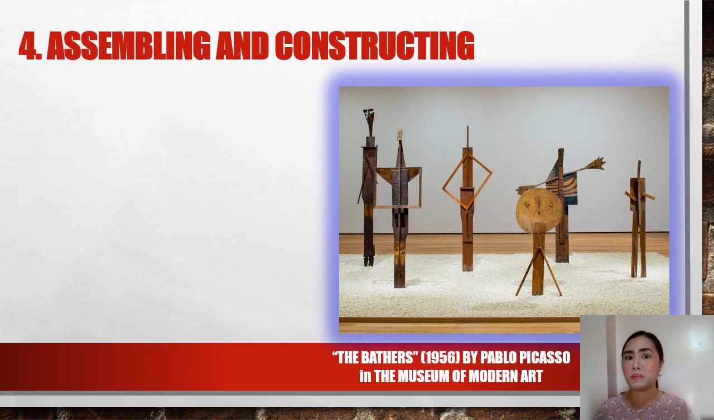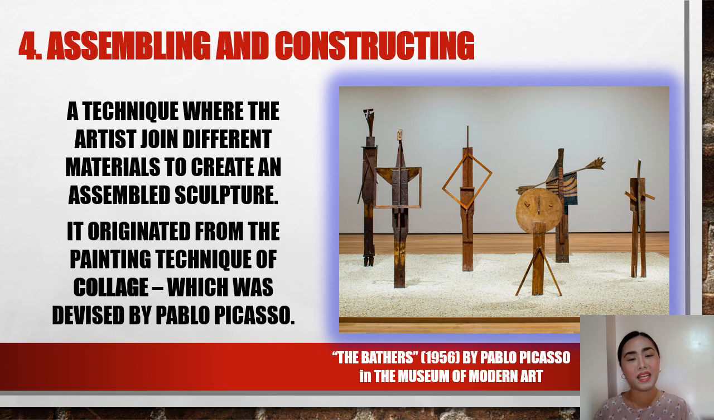The last sculptural style is assembling and constructing. Assembling and constructing is an additive process. It is a technique where the artists join different materials such as scrap metal or scrap wood to create an assembled sculpture. This technique originated from the painting technique of collage, which was devised by Pablo Picasso.